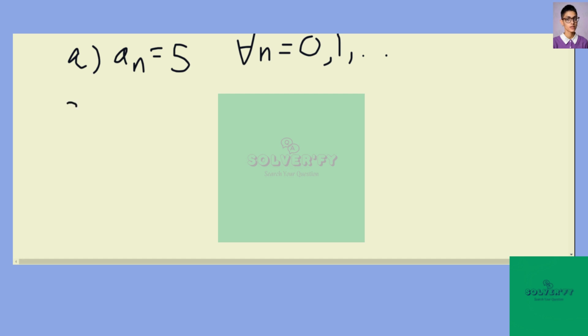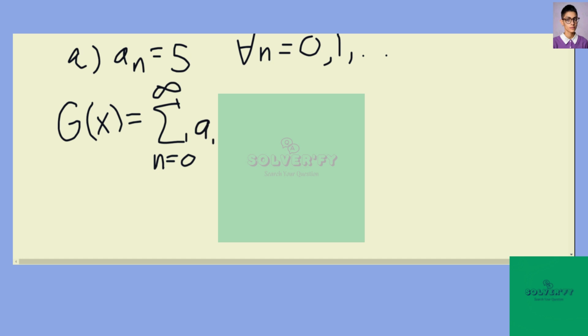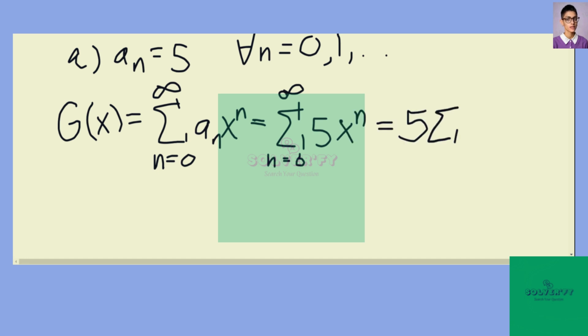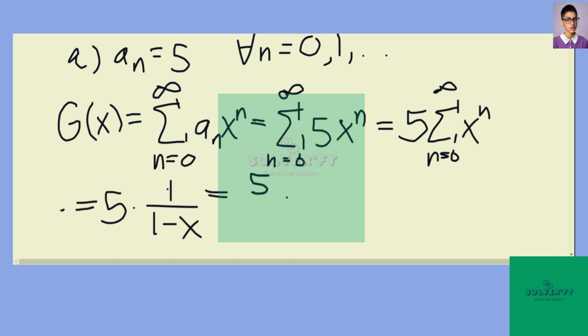We have the generating function for this sequence, g of x, is equal to the sum from n equals 0 to infinity of a sub n x to the n, which in this case is going to be the sum from n equals 0 to infinity of 5x to the n. And we can pull a 5 out, so this is 5 times the sum from n equals 0 to infinity of x to the n. And recall that by a theorem, this is 5 times 1 over 1 minus x. So this is equal to 5 over 1 minus x.